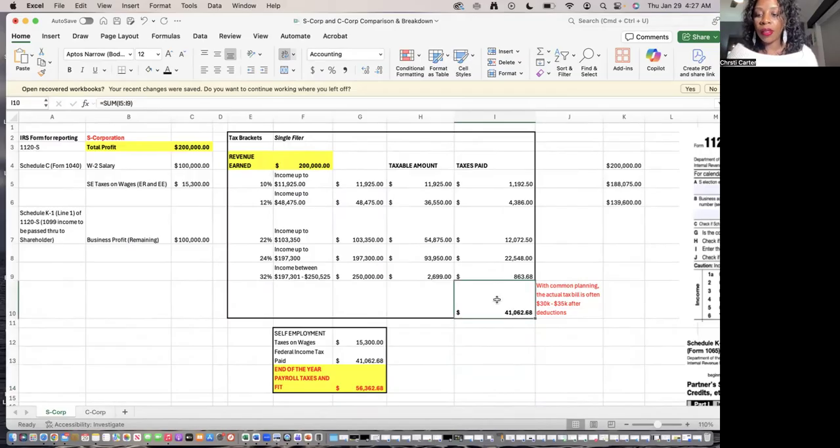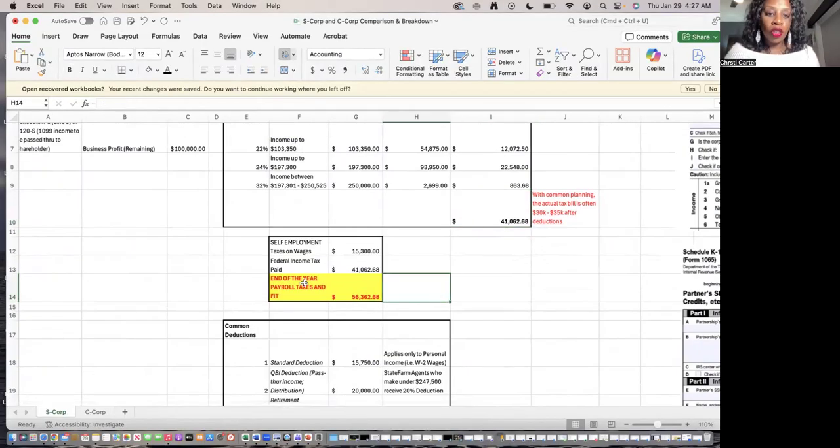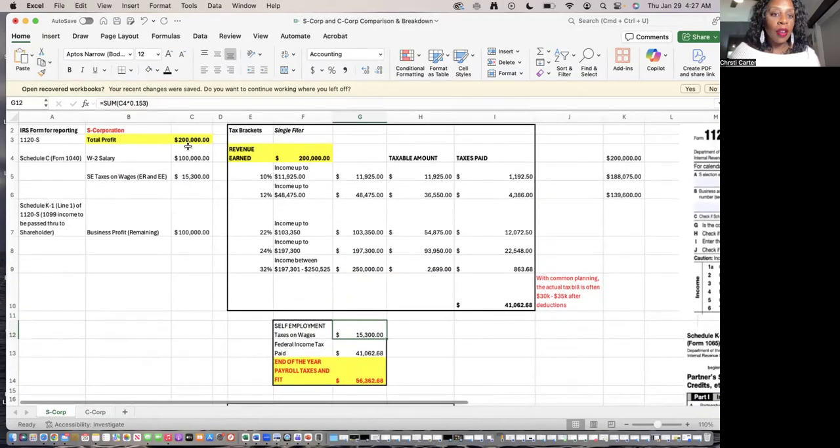So basically, yes, you owe $41,062.68 on federal income tax. And this is showing up on your Schedule C, 1040. So with that being said, the total amount you would pay in this S-Corp scenario is you would pay the self-employment tax that I discussed earlier, the 15.3%. That is going to be paid on your salary as a W-2 in addition to the 41. So 15,300 plus $41,062.68 equates to $56,362.68. That's a pretty penny.